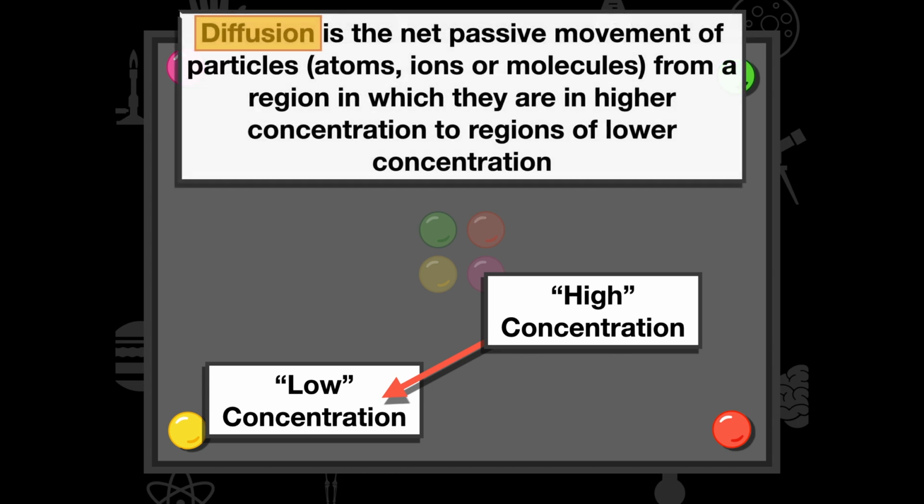So diffusion is the net passive movement of particles, atoms, ions, or molecules from a region in which they are in a higher concentration to regions of lower concentration. This requires no energy, and this naturally happens.